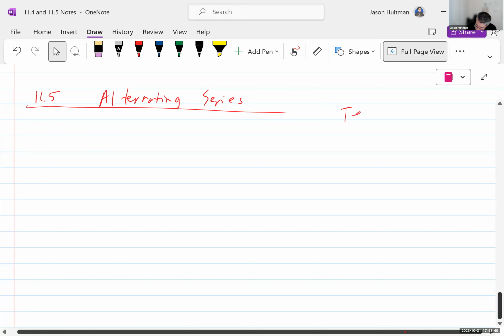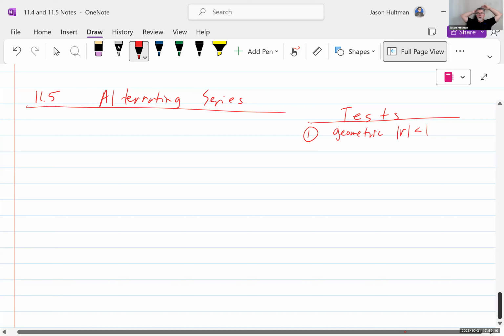What are the tests that I've learned so far? How can I test if something is convergent or divergent? My first test that we talked about was if it's geometric with the absolute value of r less than 1. If r is a fraction, then it converges, otherwise it diverges.